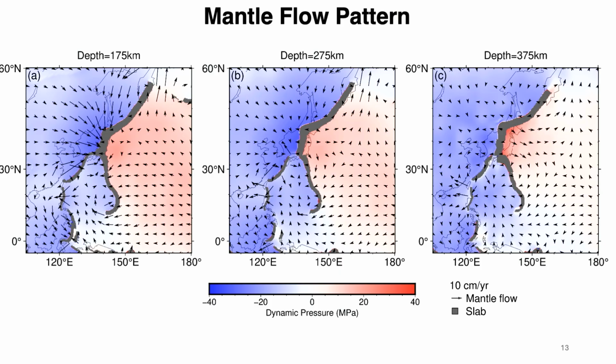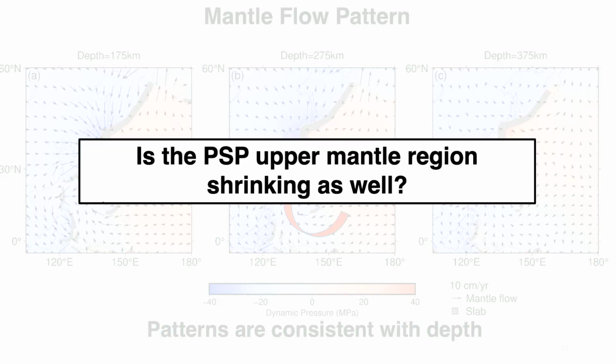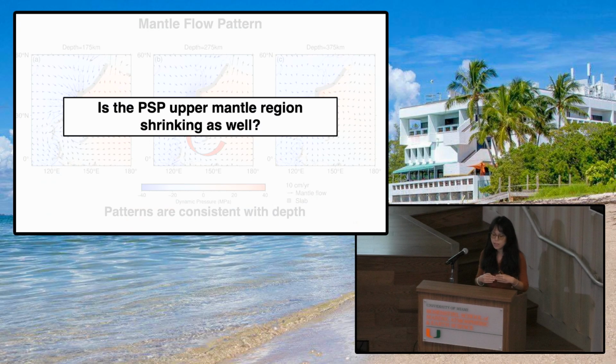And if we look at this mantle flow pattern at different depths, we can see the pattern is consistent. And here we not only observe the outflow squeezed by the surface, but also the inflow. So this raises an interesting question: the surface is shrinking, and we not only observe the squeezed outflow, but also a strong inflow. So is the mantle beneath the surface shrinking as well?